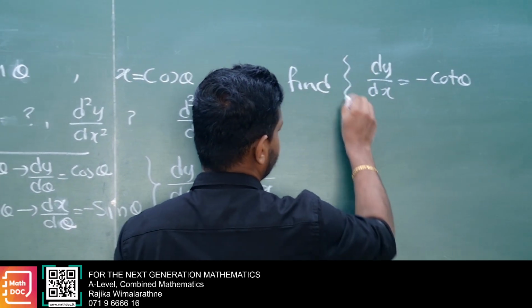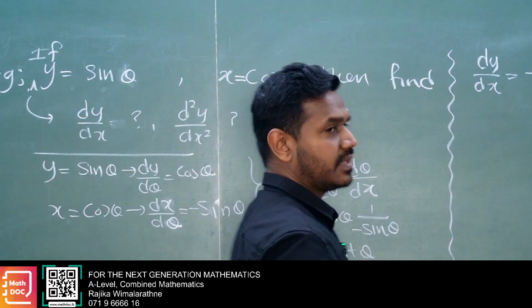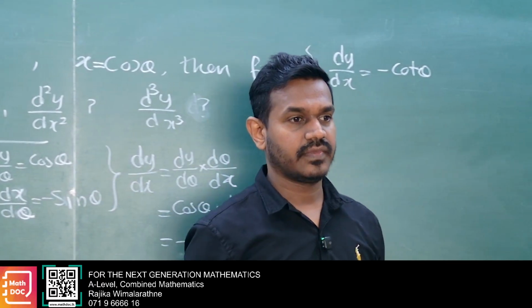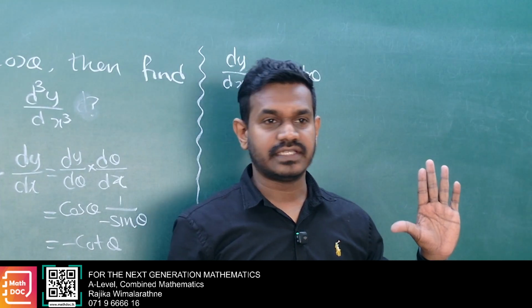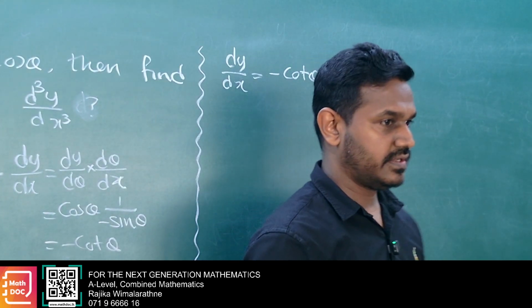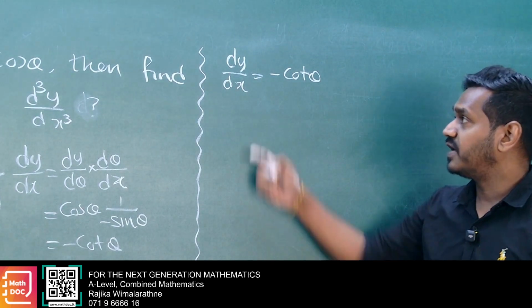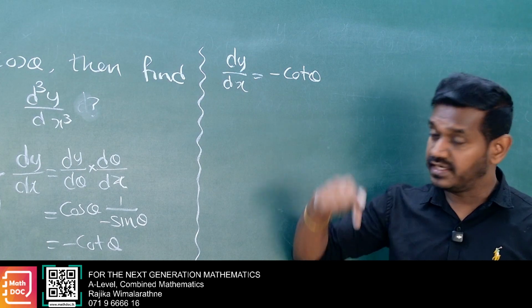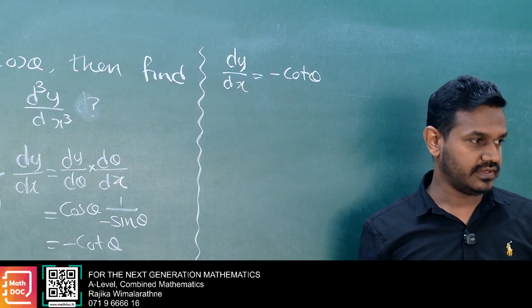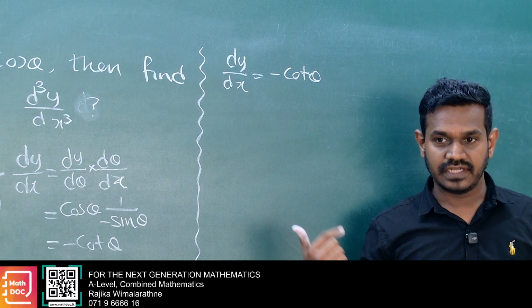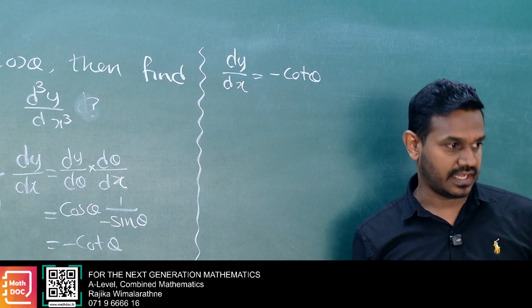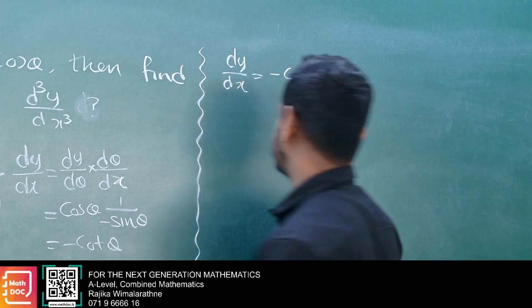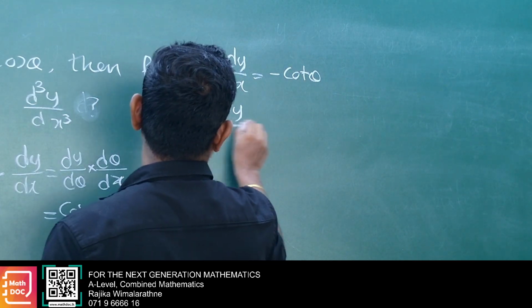See this one clearly. Minus cot theta. Now dy by dx is in terms of theta. But you need the second derivative with respect to x, so we have to differentiate with respect to x, not theta. Okay, let's do this. Say d squared y by dx squared.